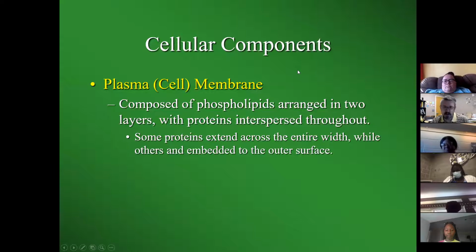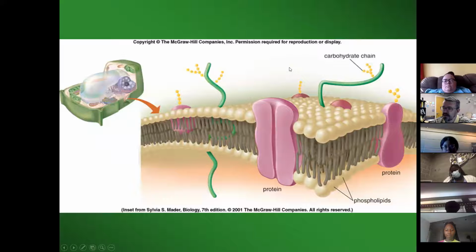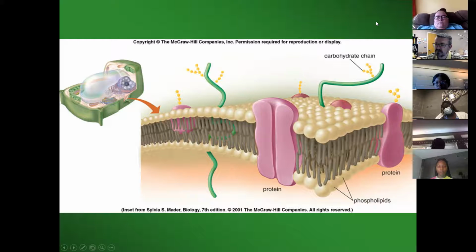So I'm hoping y'all are familiar with the phospholipid bilayer concept. Do we need to go over that? Are y'all okay with the phospholipid bilayer concept? Okay, Kyra and Elena are. How about the rest of you?